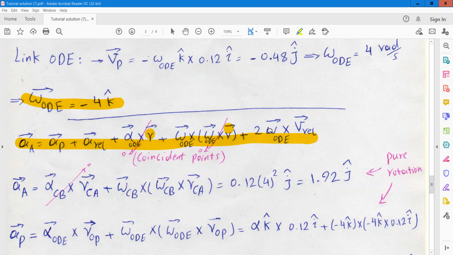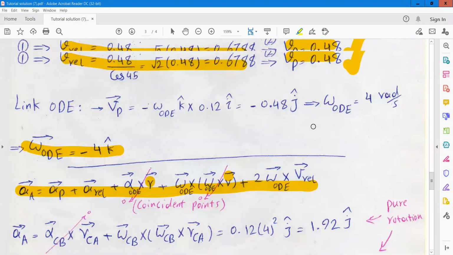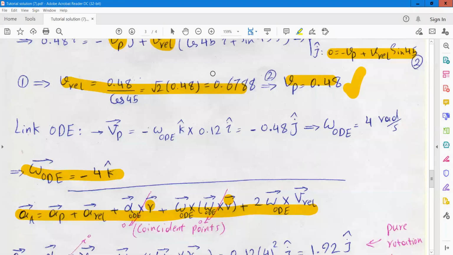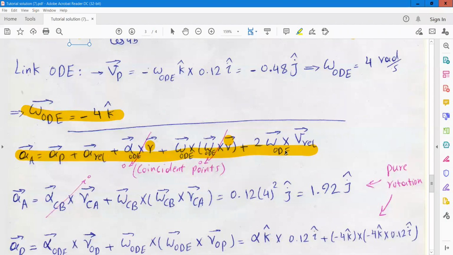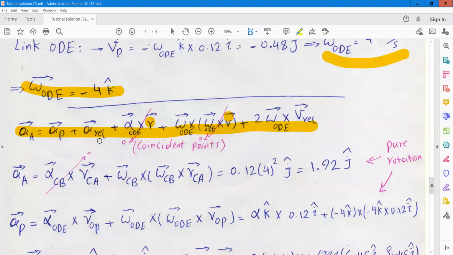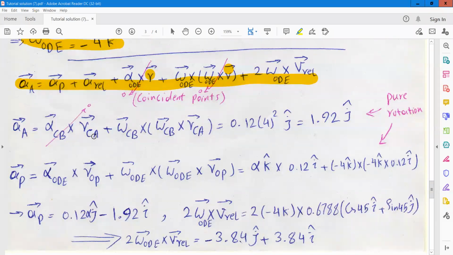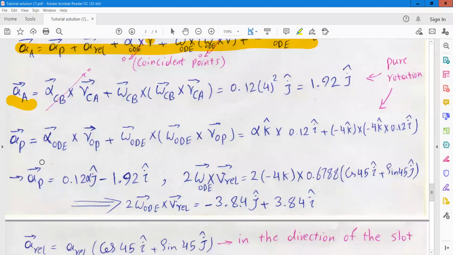And finally, 2 times omega cross V relative. We obtained the V relative in the previous part, here. And omega ODE, which we obtained here, is 4 radian per second. So we can substitute and again obtain two unknowns, which are the relative acceleration of A with respect to P and the acceleration of point A. So you can substitute and find the two unknowns.